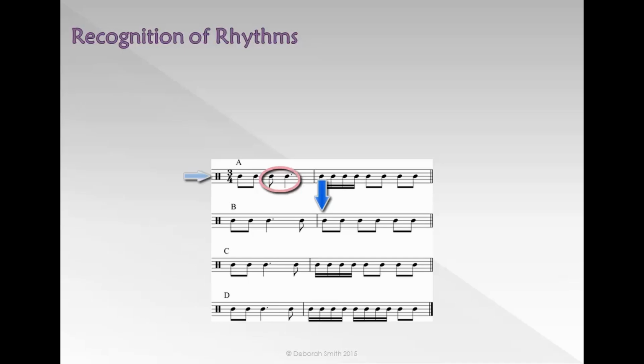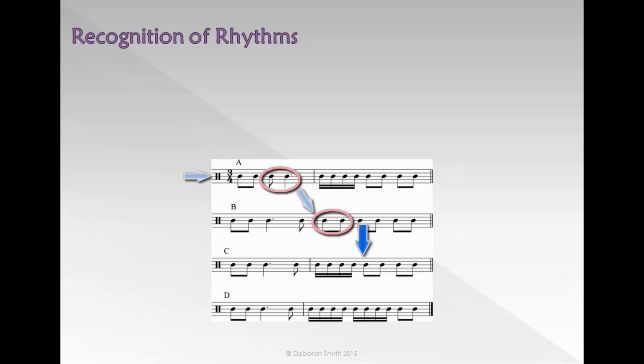You have discounted A. You will notice that the first beat of B is different to that of C and D. So I draw the arrow down to B and circle the pair of quavers at the start of the second bar. If I hear those quavers, I know I'm listening to B. If I don't hear quavers, but rather hear ticka ticka, then I now know it's either C or D.